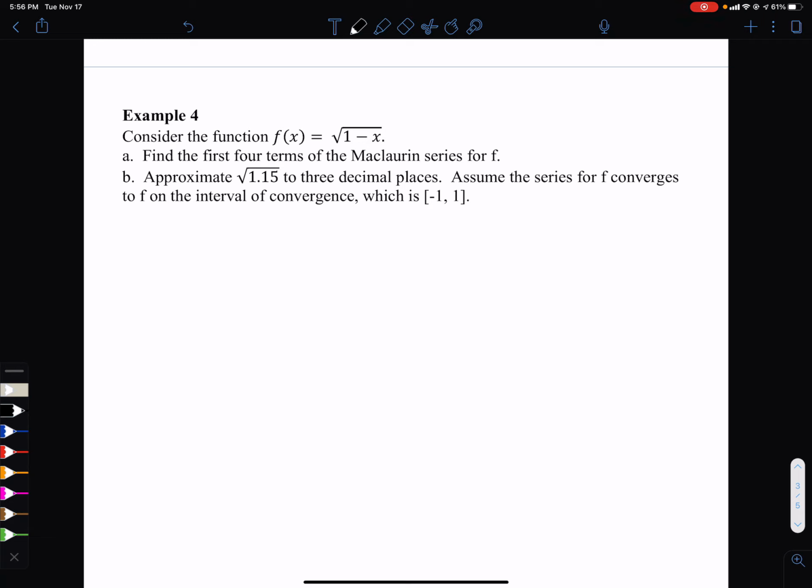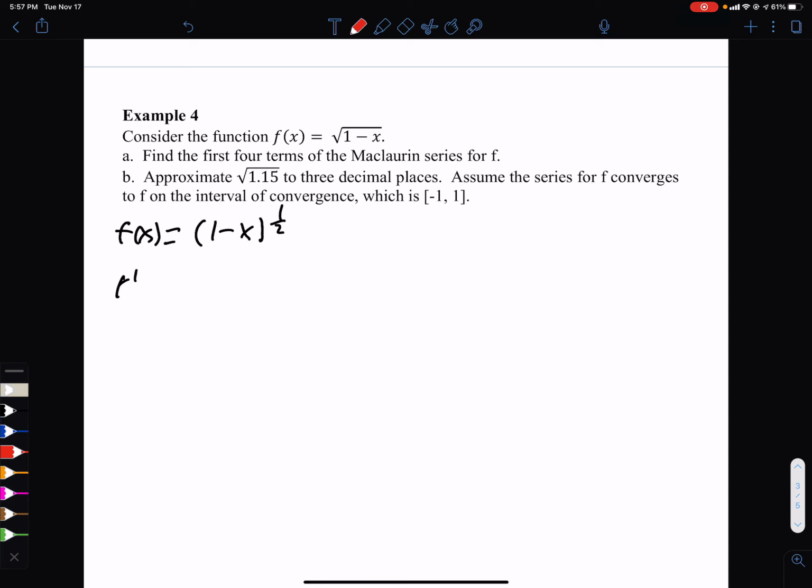So they want the first 4 terms. Then we're going to approximate the square root of 1.15. And then that's it. So we're going to find the Maclaurin series for this. We are going to build this from scratch. And only 4 terms. So it's 1 minus x to the 1/2 power.